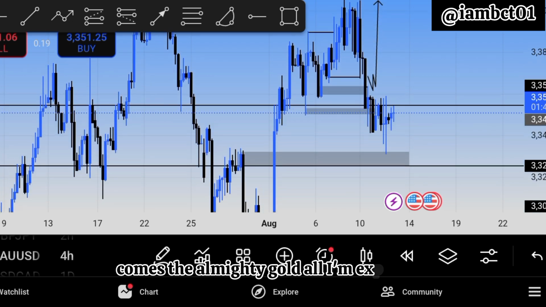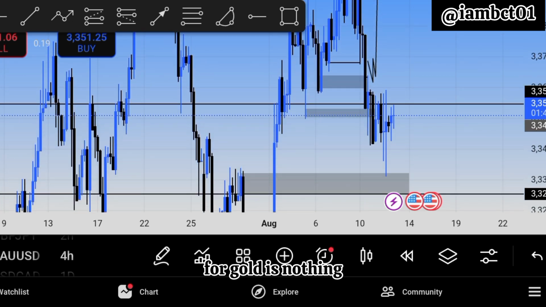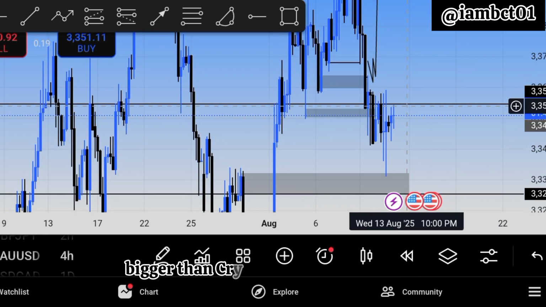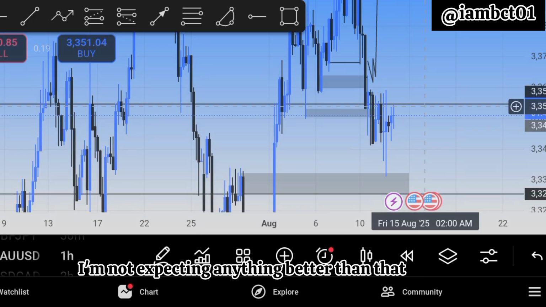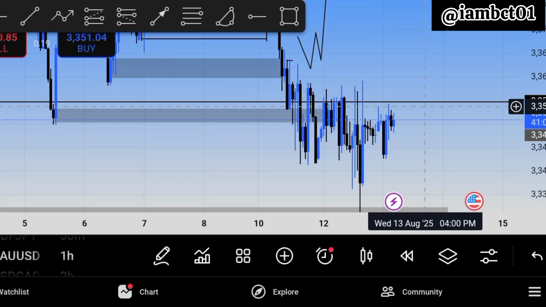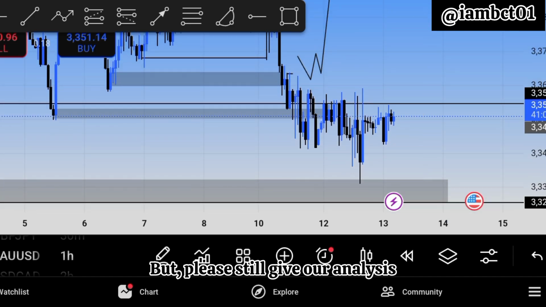Then here comes the almighty gold. What I'm expecting for gold is nothing bigger than price breaking this place and giving a retest. I'm not expecting anything bigger than that on gold, but please still give our analysis.